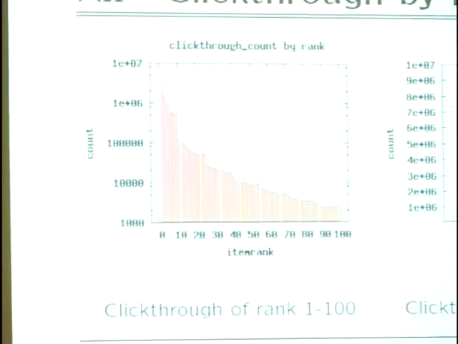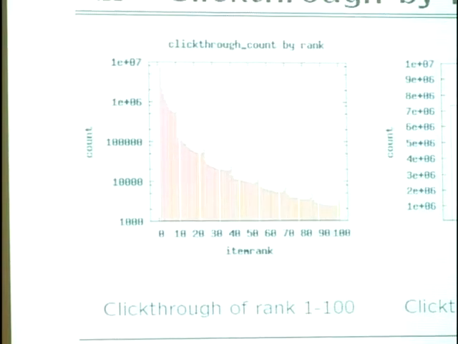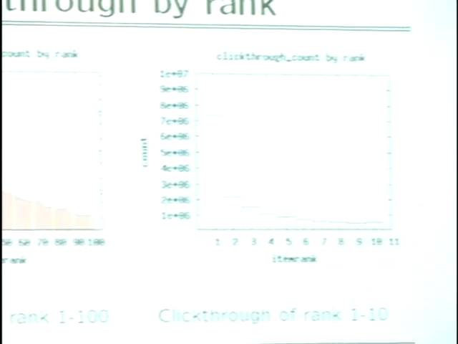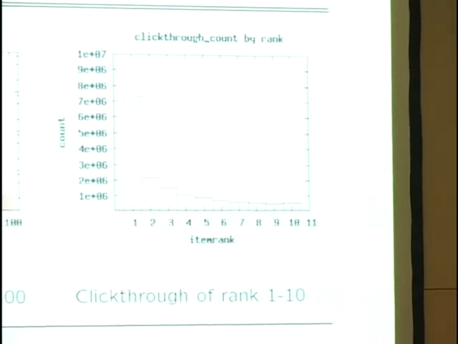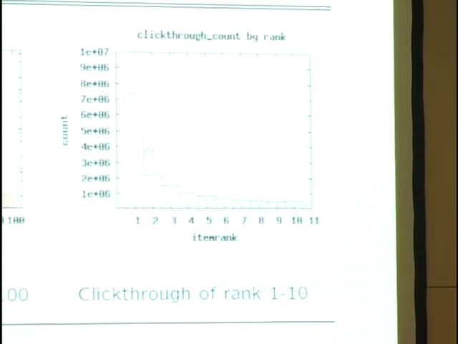That means that the last result on the page maybe receives a little bit more hits than the result before. And this is the plot of the first 10 ranks, so basically meaning that this is the first result page. And this is not log scaled, so that you can see that rank 1 receives by far the most hits, while the click-through rate triples.